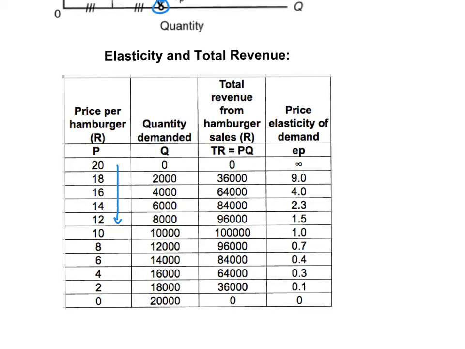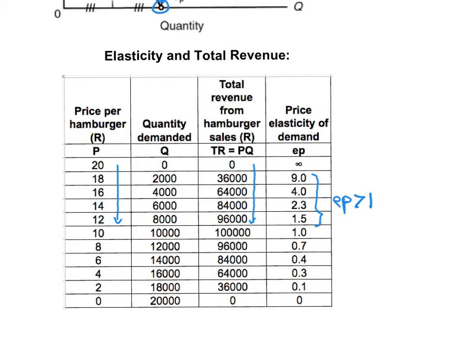So as we decrease the price, the total revenue initially goes from 0, 36,000, 64,000, 84,000, 96,000, and it gets to 100,000. So notice what happens to total revenue. As the price falls to the midpoint price, the total revenue increases. So for as long as the price elasticity coefficient is greater than 1, that is to say we have elastic demand, the fall in price leads to an increase in total revenue.